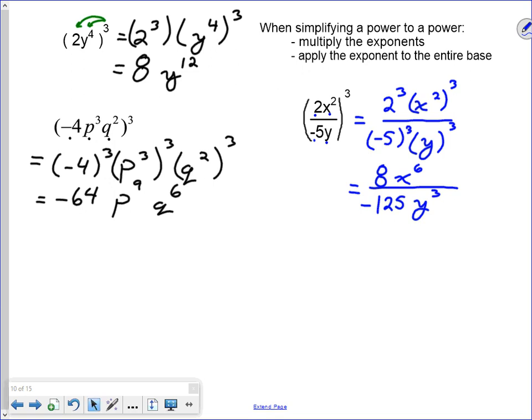Okay. So that is the kind of stuff that you need to be able to simplify those expressions involving exponents. All right.